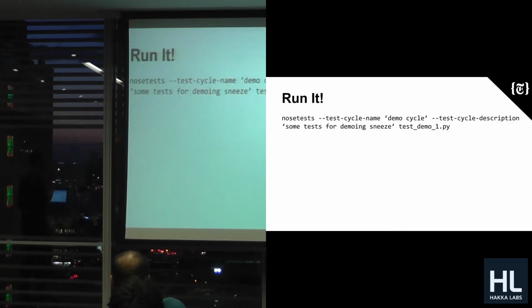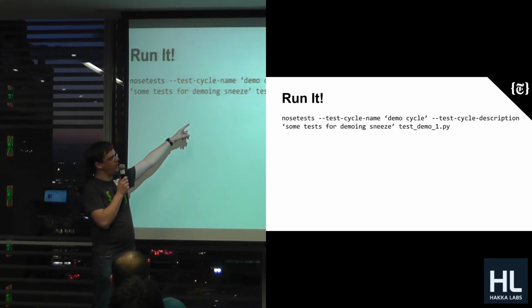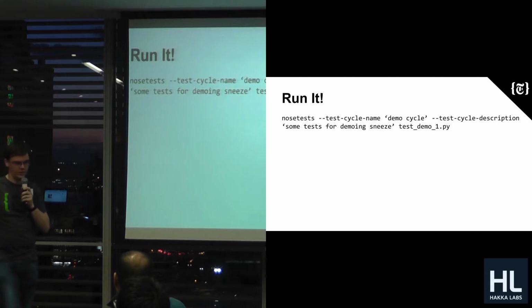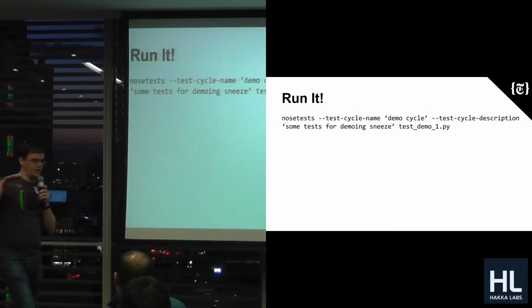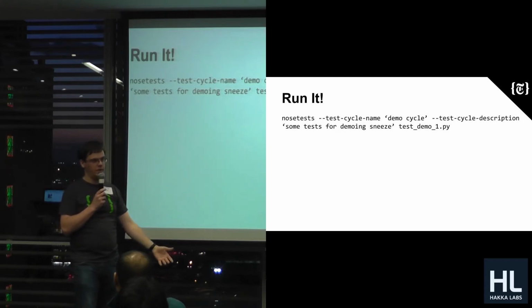So this is how we run it. It just adds a few more available parameters to nose. Nose tests, I should probably mention, has a concept of test cycle. A test cycle is just a collection of test results. So the idea is you can, for instance, say you're doing an agile thing and you have a 2-week sprint, and you have a daily build process that runs a suite of functional automation tests.